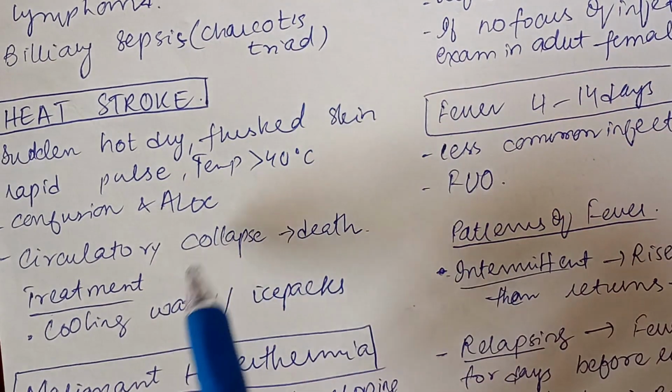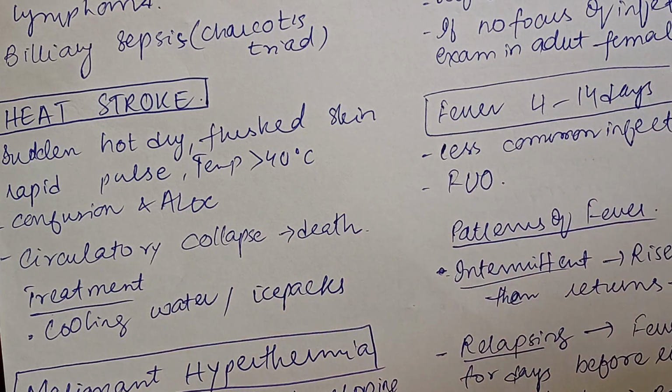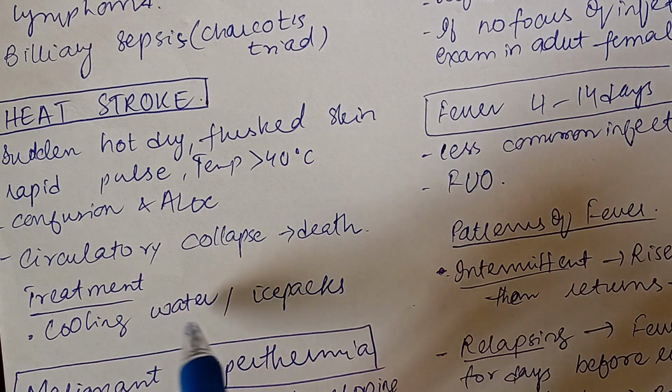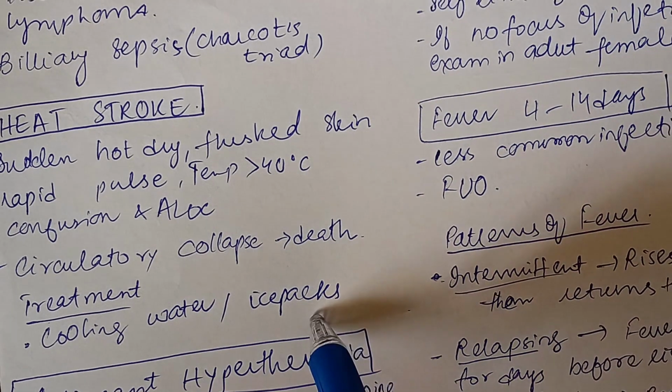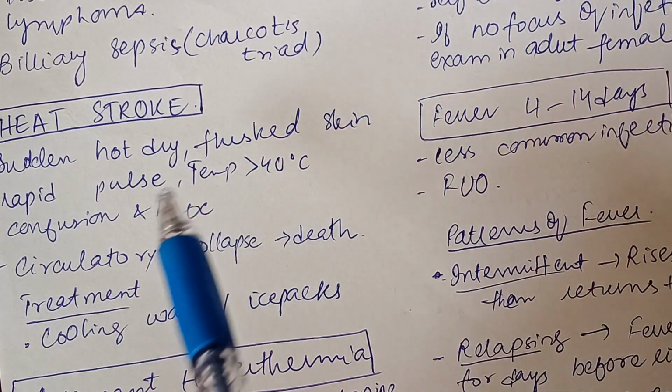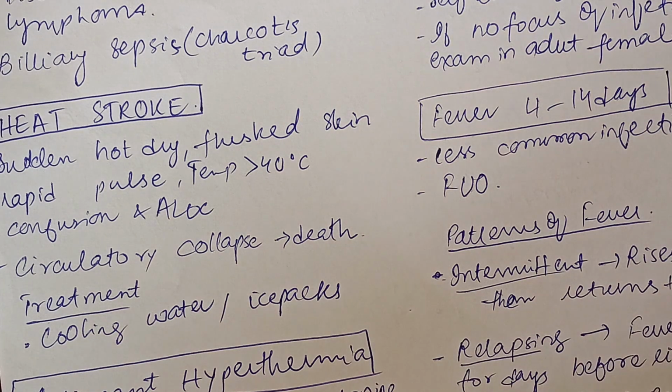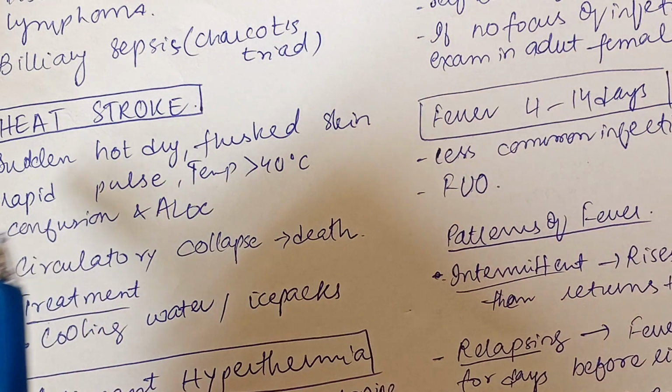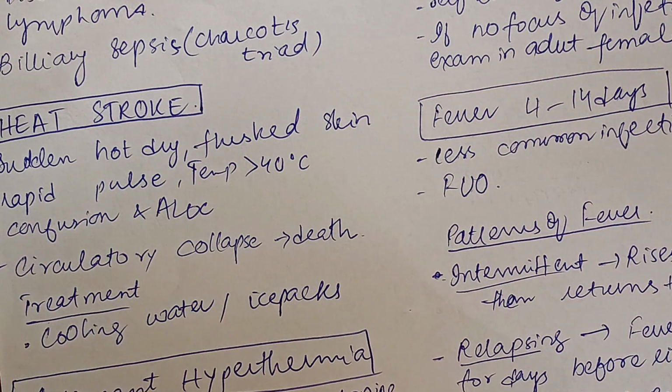The management of heat stroke is that we have to immerse the patient in cooling water and apply ice packs. The preventive measure is that the individual should not go outside when the temperature is very high, like more than 40 degrees centigrade, especially elderly patients. They are at a very greater risk of heat stroke, and the body reacts immediately to a raised temperature with heat stroke.